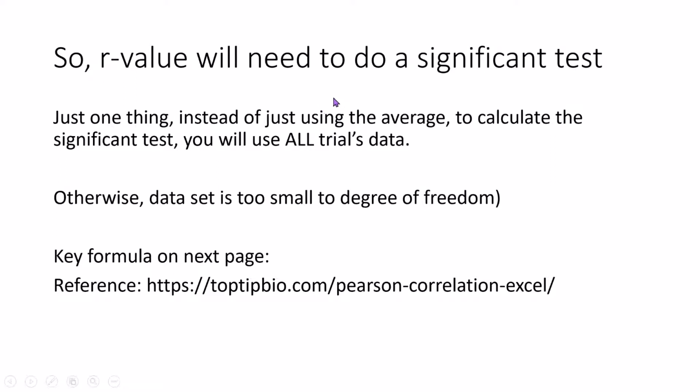As the examiner report mentioned, we need to do a significance test. The significance test is a statistical test, and generally speaking, for statistical tests we prefer as many trials as possible. So we will use all the trials data. Otherwise, the data set is too small for the degrees of freedom.